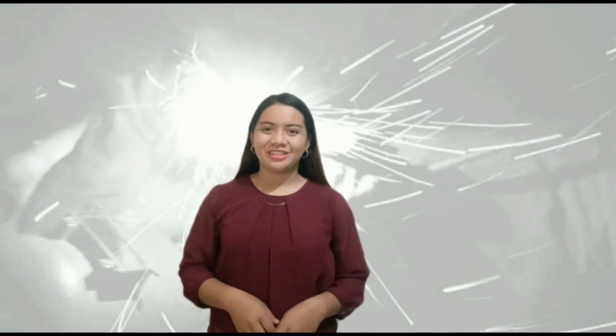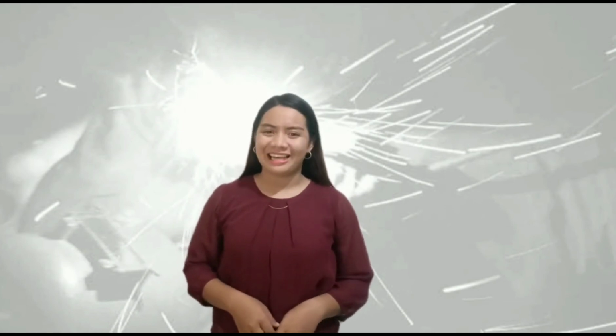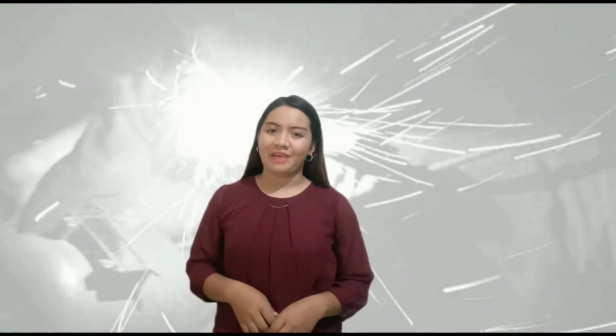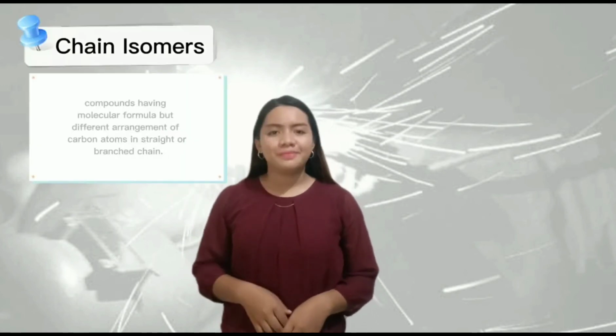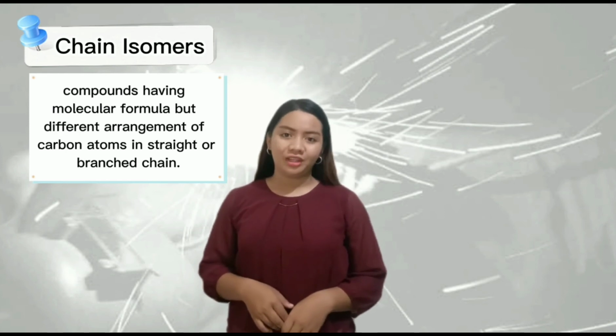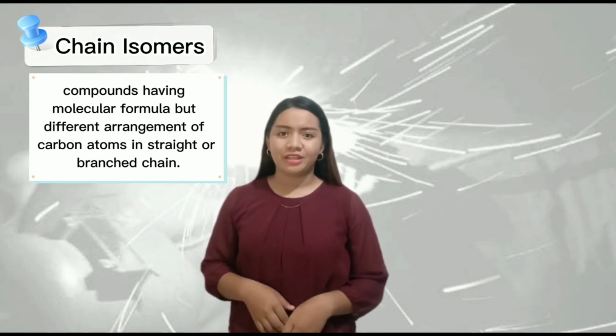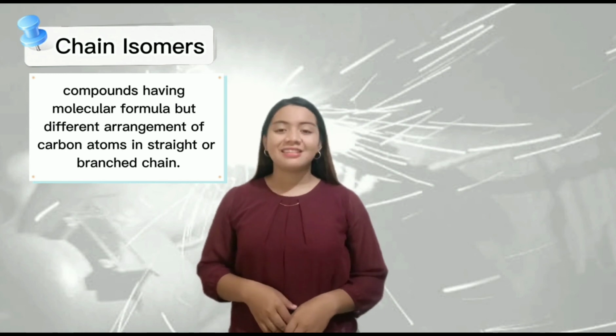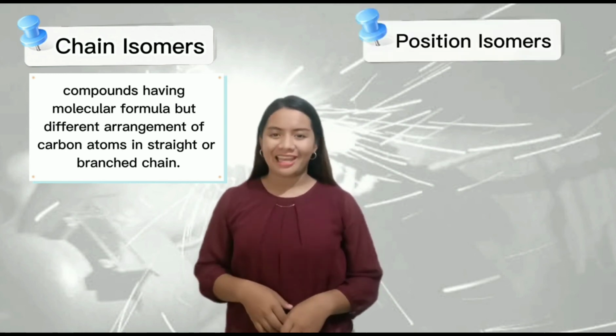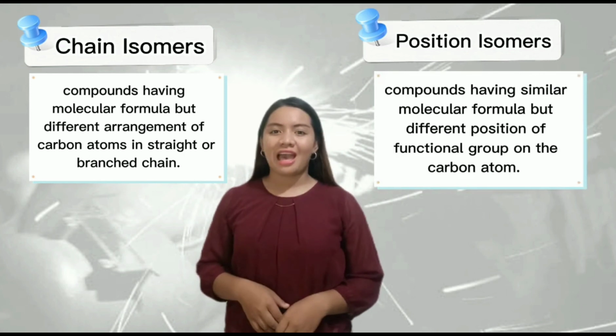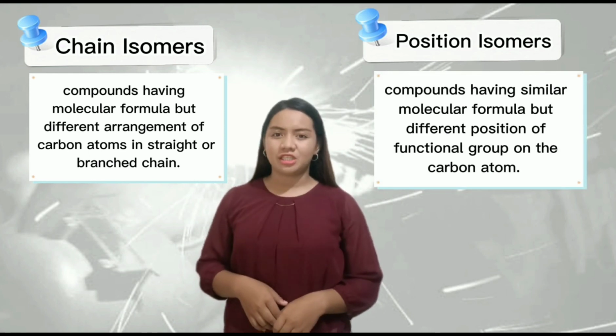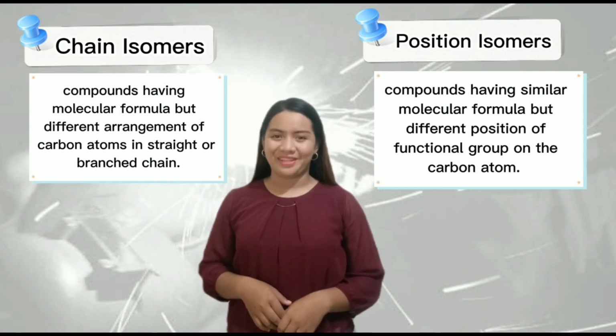Let's move on to the types of isomers in alkynes. We have two types of isomers. First is chain isomers: compounds having the same molecular formula but a different arrangement of carbon atoms in a straight or branched chain. The second is position isomers: compounds having the same molecular formula but a different position of the functional group on the carbon chain.